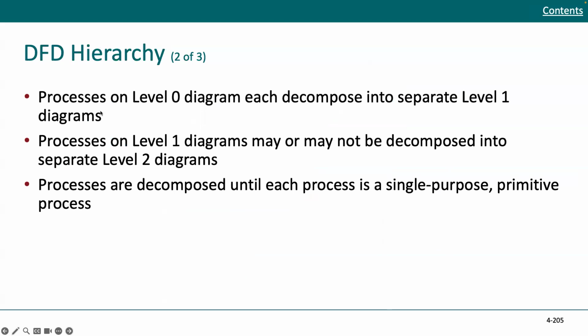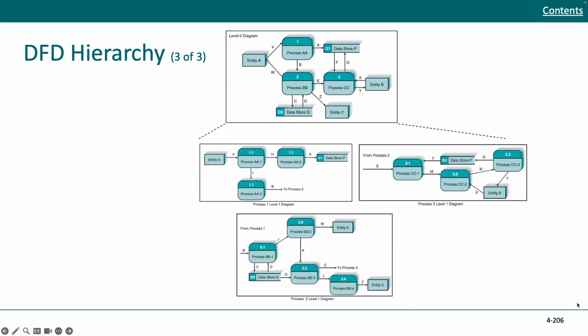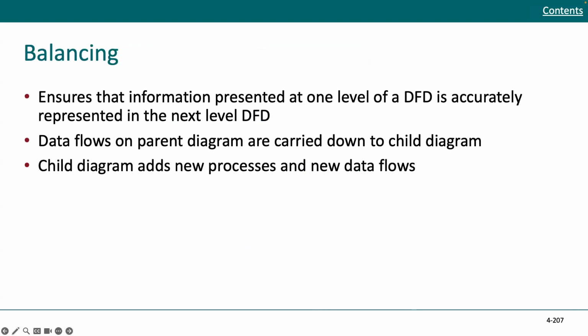So each process on a level 0 diagram is decomposed into a separate level 1 diagram. A process on a level 1 diagram may or may not be decomposed into a separate level 2 diagram, so you can be thinking about how much detail is underneath that top level diagram. Processes are decomposed until each process has a single purpose, a primitive process. So here we can go from level 0 to level 1 to level 2, and these are the ways that can start to show more detail.